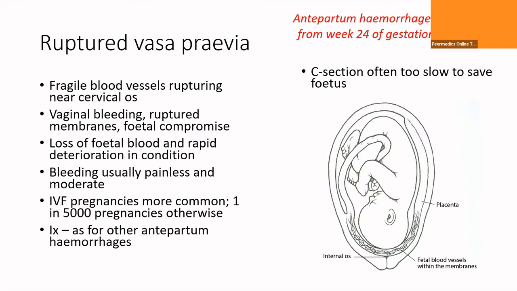So it tends to occur after you've had rupture of membranes, when there's rupture of umbilical cord vessels, and it leads to loss of fetal blood and rapid deterioration of fetal condition. It's more common in IVF pregnancies, but it does occur in about 1 in 5,000 pregnancies otherwise. It usually results in bleeding which is painless and moderate. Investigate it as you would for any of the other antepartum hemorrhages. But in this instance, your similar measures to manage and save the mum are usually too slow to save the fetus, because the compromise is usually quite fatal for them.